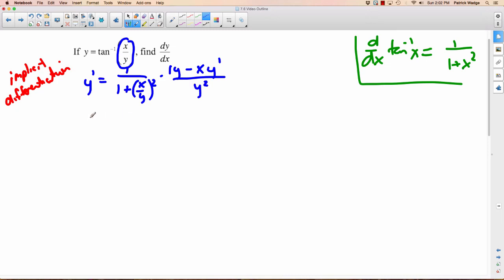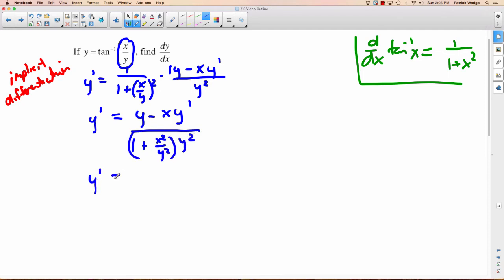Okay, let's do some simplifying. We have y prime equals, well, on the top, we're just going to have this y minus xy prime. And on the bottom, we've got 1 plus, let's expand this, so we've got x squared over y squared. And you're multiplying that by y squared. So if we keep going here, we'll keep the top the same, y minus xy prime. On the bottom, it works out nicely. You have 1 times y squared, which is y squared, and you have x squared over y squared times y squared. Well, the y squareds cancel in that case. You just get x squared.